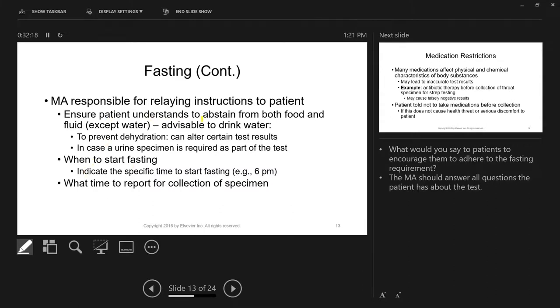Ensure the patient understands to abstain from both food and fluid except water. It is advisable to drink water. This prevents dehydration. And in case a urine specimen is required as part of the testing, you want them to be hydrated. You want to make sure you relay to that patient when to start fasting, and what time they report for the collection of the specimen.